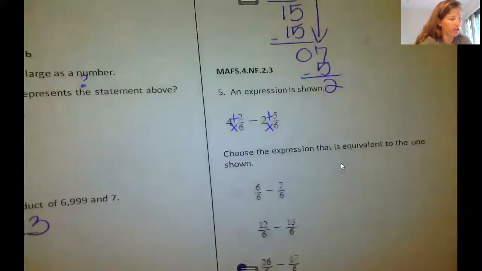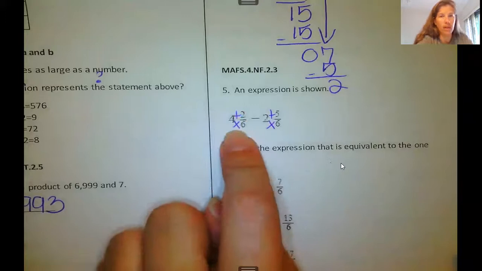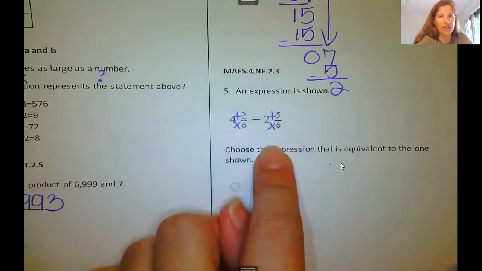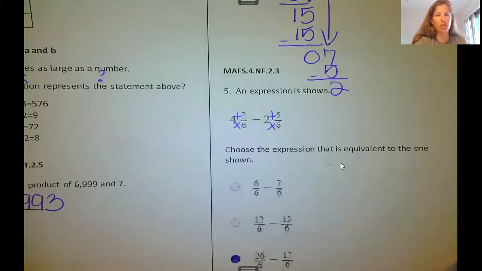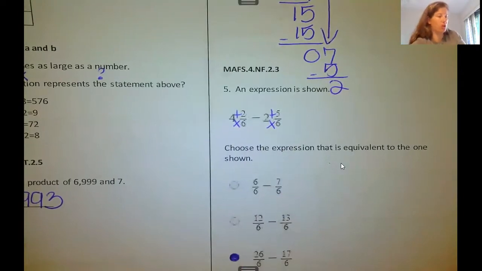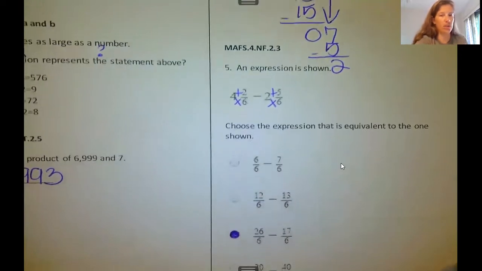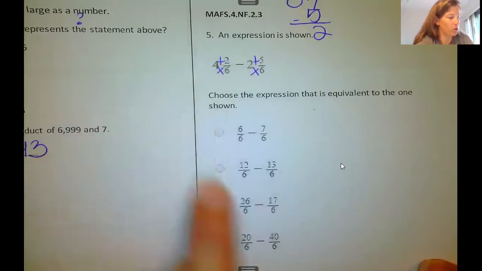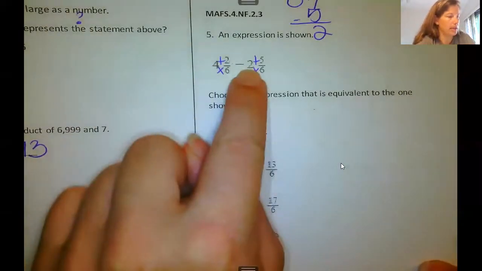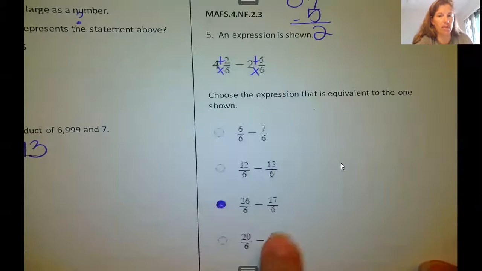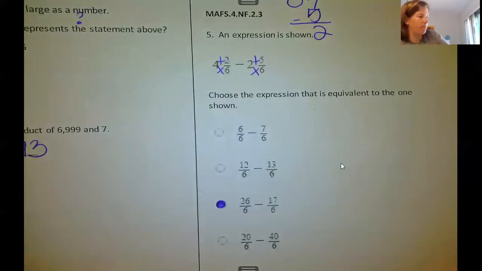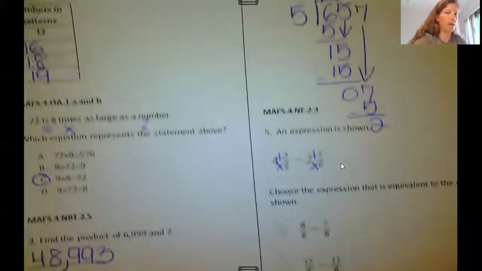And then for number 5, it gave you 4 and 2/6 minus 2 and 5/6. It asked you to choose the expression that is equivalent. So you should have turned those into improper fractions, and had you done that, 6 times 4 is 24 plus 2 is 26. And then 6 times 2 is 12 plus 5 is 17. So 26 over 6 minus 17 over 6 is the same. So that is it for page 17. We're going to move on to page 18.